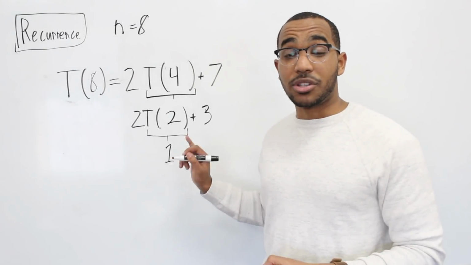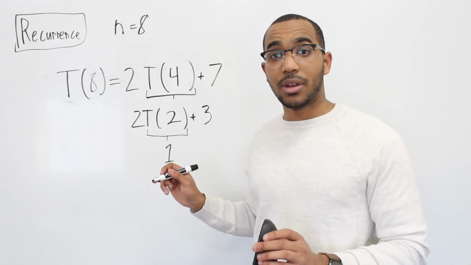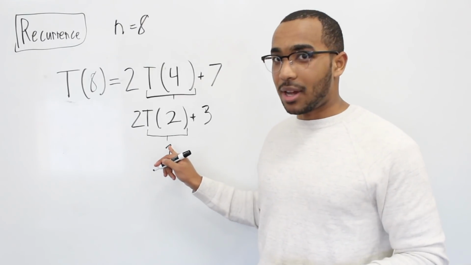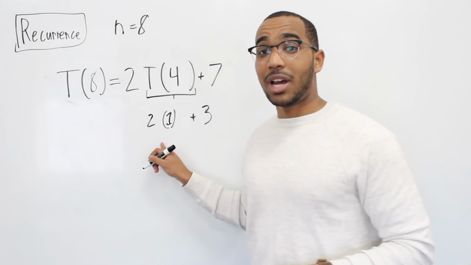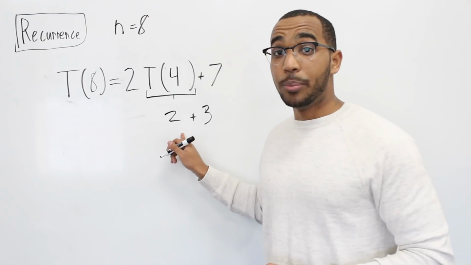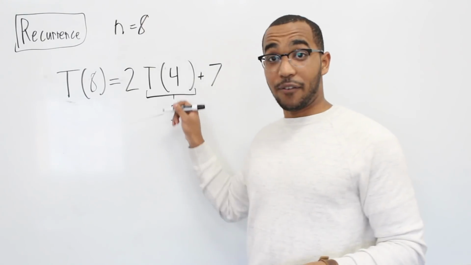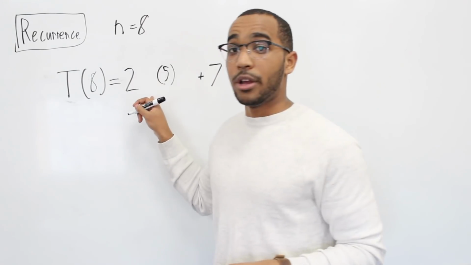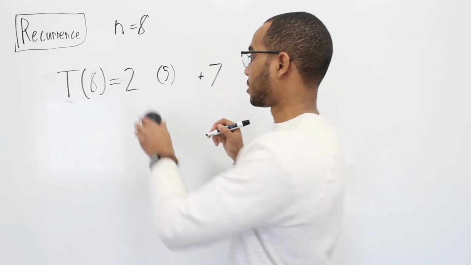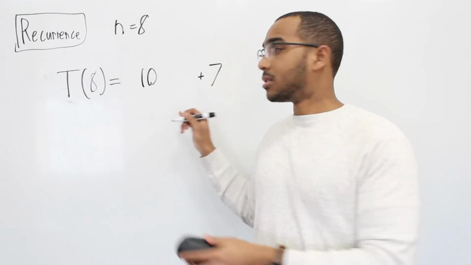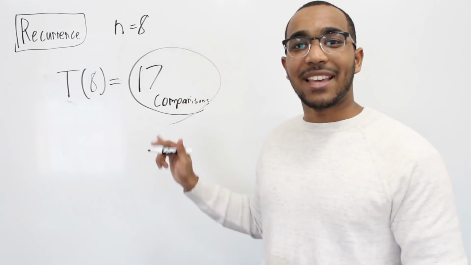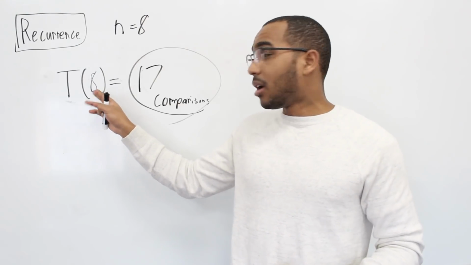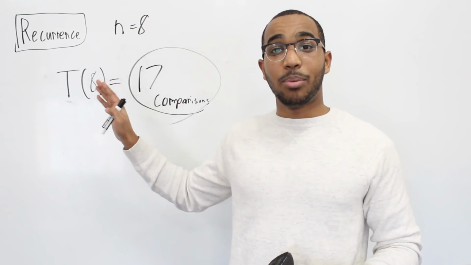So the answer for t of 2, the amount of comparisons I do if my input size is length 2, is 1. So what I'm going to do is evaluate this. 2 times 1 is 2. 2 plus 3 is 5. T of 4 is 5 comparisons in the worst case. So now plug that in. 2 times 5 is 10. 10 plus 7 is 17. And what we have is 17 comparisons in the worst case for when the size of input is 8.